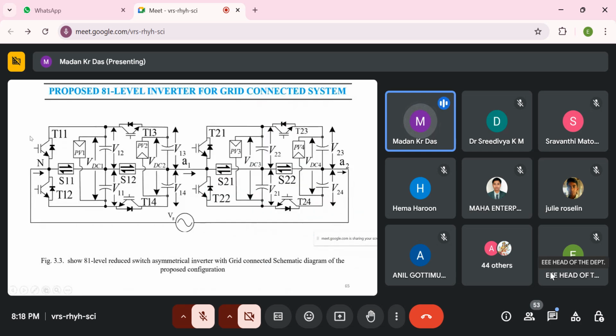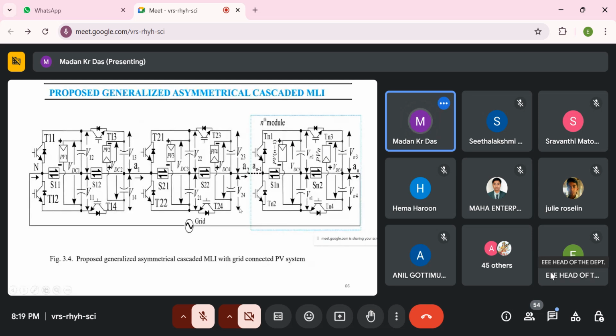The ratio is 1:1, here 1:1, here 2:2, here 7:7, and here 14:14. So it will generate the 81 level of output voltage. And now these inverters will be connected in cascading in nature, meaning inverter modules like an H-bridge type. All the inverters will be connected in series. So it will generate the generalized module, meaning N level inverters.